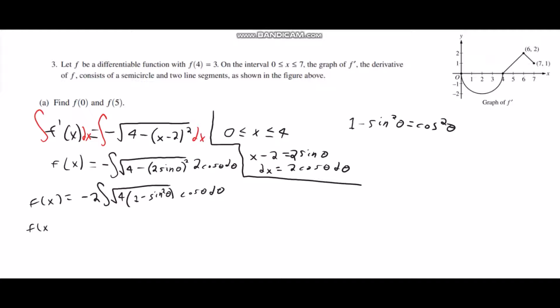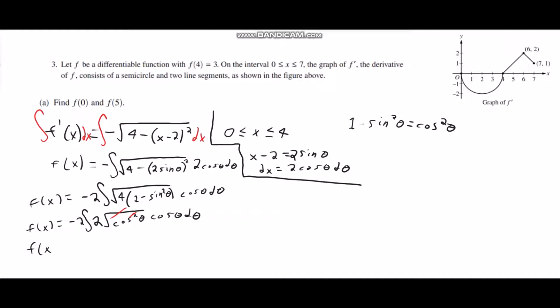So we have f of x equals negative 2 integral. We have the square root of 4, which is 2. And I'm actually not going to take that 2 outside the integral. You'll see why shortly. Then the 1 minus sine squared theta right here, which we still have left in the square root, comes from this identity right here, which is cosine squared theta. And now you can see why I did this substitution. Then we still have the cosine theta d theta out here, because now we can cancel the square and the square root, like that.